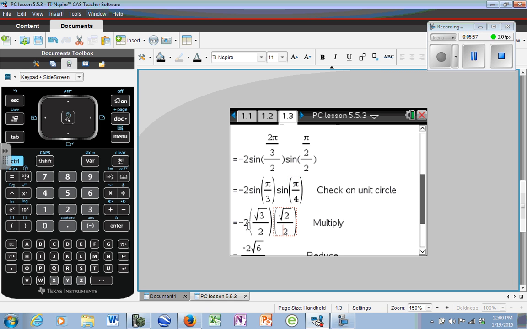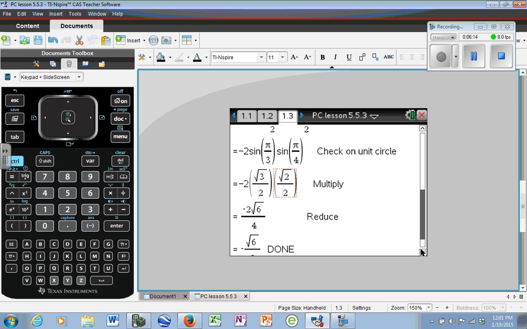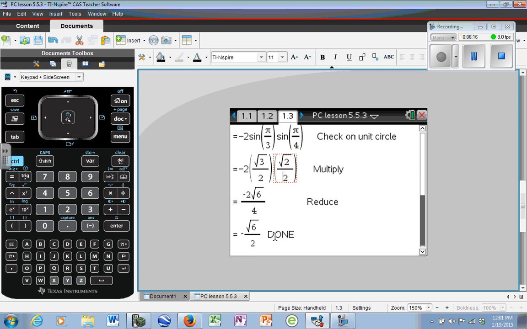And this right here is math. I think you've seen this before. It's math, right. Square root of 3 times square root of 2 is square root of 6. That negative 2 gets multiplied in there as well. And 2 times 2 is 4. The negative 2 and the 4 can simplify, can be brought down to negative square root of 6 over 2, and you're done. You've reduced it to the lowest terms.